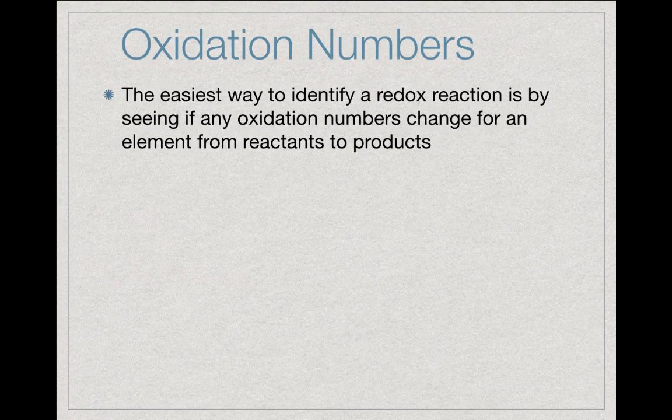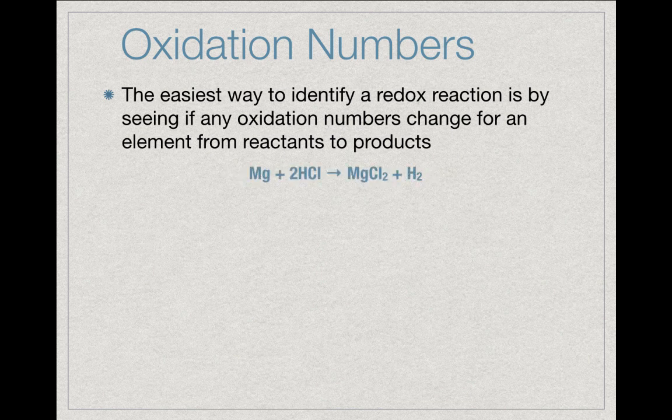So one of the concepts that you learned in Chemistry 141 is this idea of oxidation numbers. And really the easiest way to be able to identify a redox reaction is to assign oxidation numbers to all the elements present in a reaction, and then see if any of those oxidation numbers change for any given element in going from reactants to products.